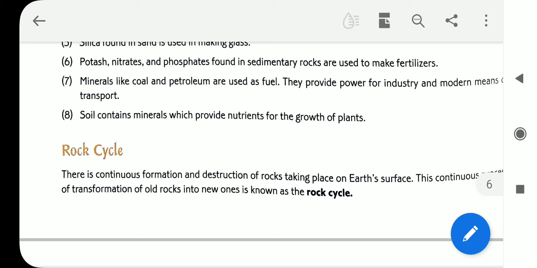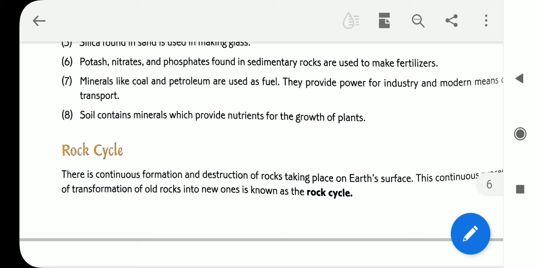Soil contains minerals which provide nutrients for the growth of plants. To grow, a plant needs vitamins and minerals, like us. So they need food also. The soil contains minerals which provide nutrients for the growth of plants, which are needed to grow a plant. Then everything is present in that soil.